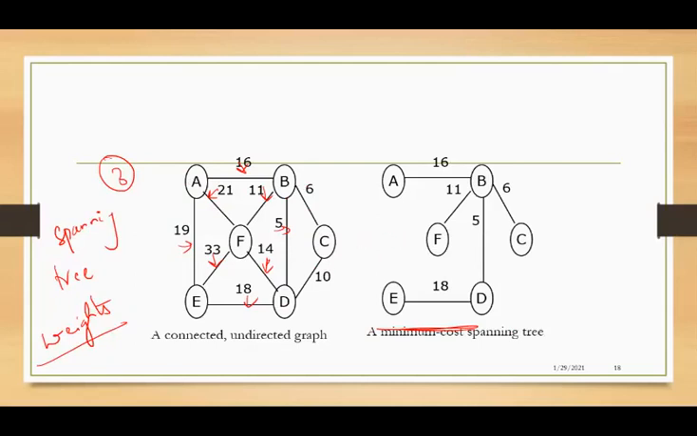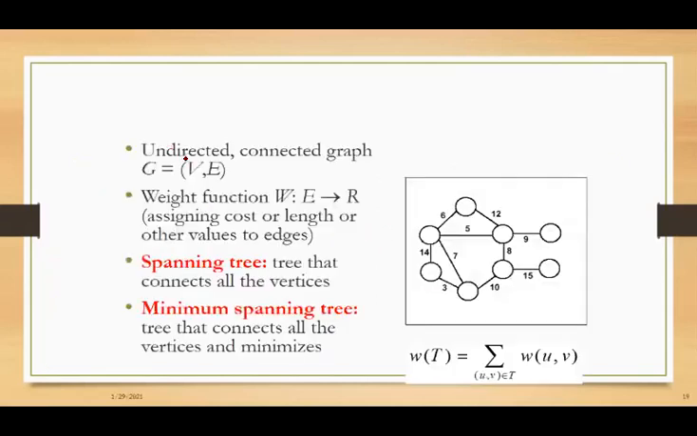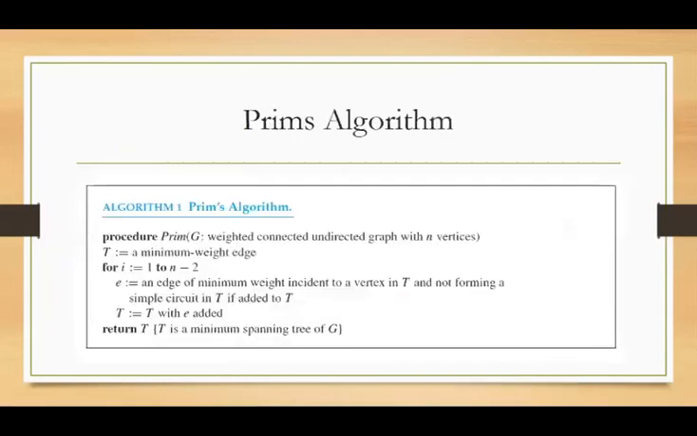cost spanning tree. Now, for an undirected connected graph G = (V, E), we take a weight function which assigns weights to the edges. A spanning tree is a tree that connects all the vertices. A minimum spanning tree connects all the vertices and minimizes the weight. So for this, let's take the first algorithm. The first algorithm is known as Prim's algorithm.